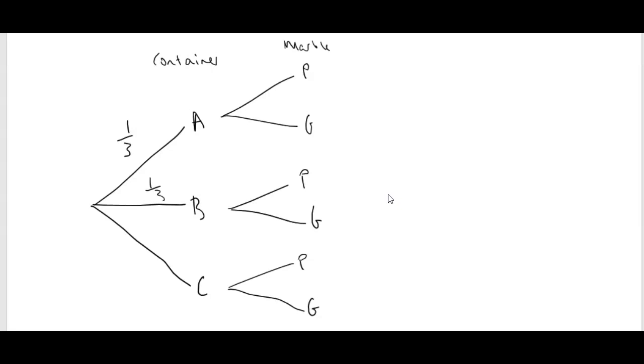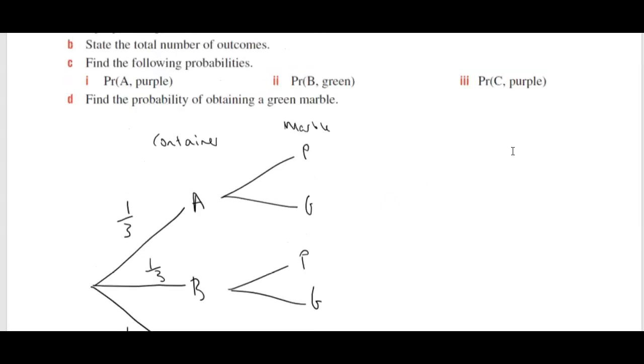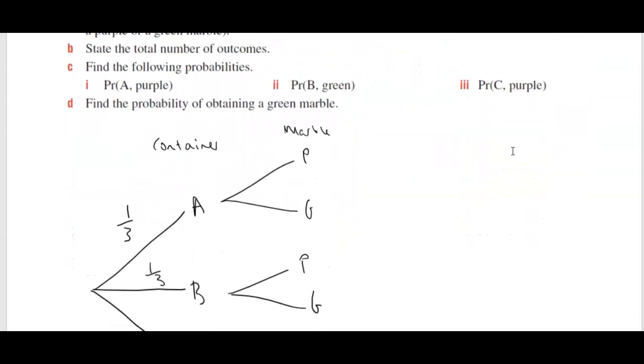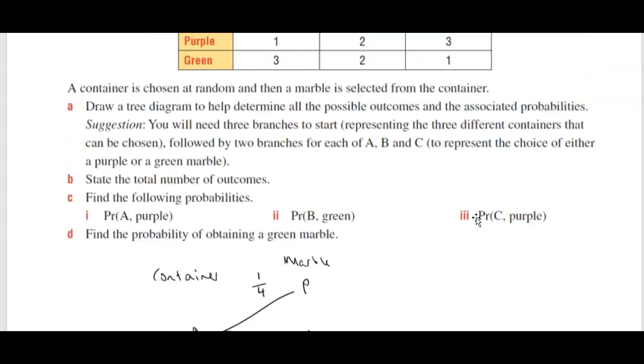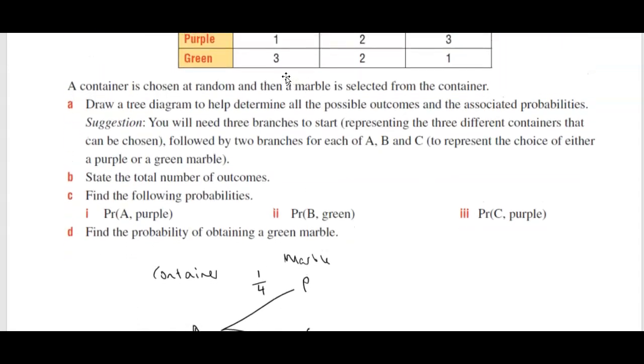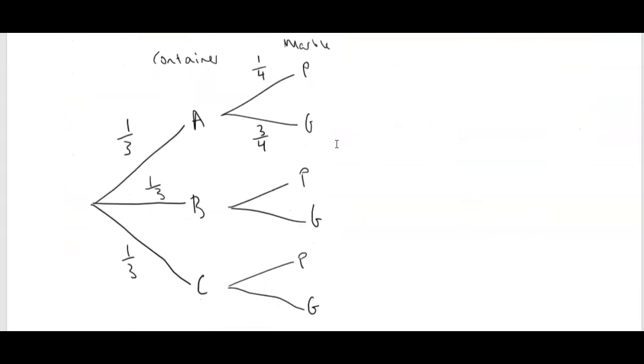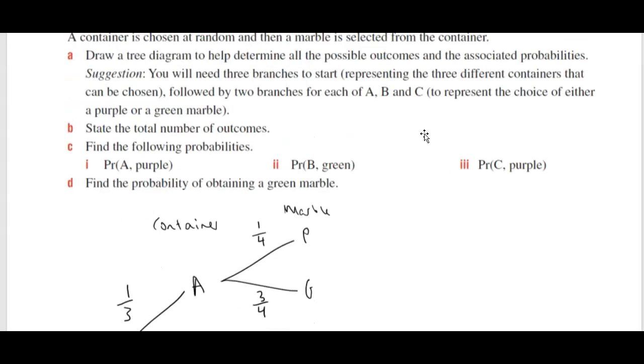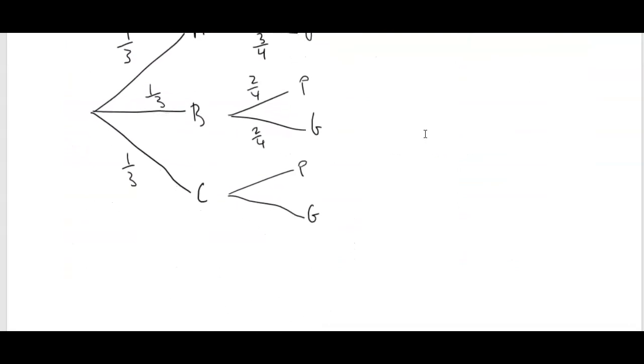Remember, the probabilities along your branches going down for the step all add up to 1. So for container A, we have 1 purple and 3 green. So that's going to be 1 over 4, 3 over 4. Hold on, I feel like I got the wrong number. No. So there's 4 marbles, 1 purple and 3 green, 2, 2. So 2 over 4 and 2 over 4. Notice how they add up to 1. And then 3 and 1.